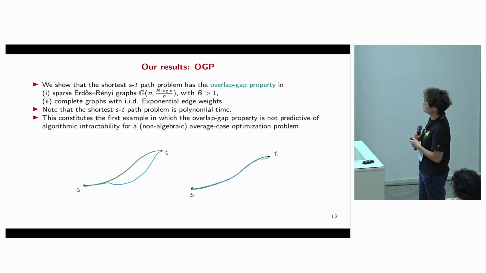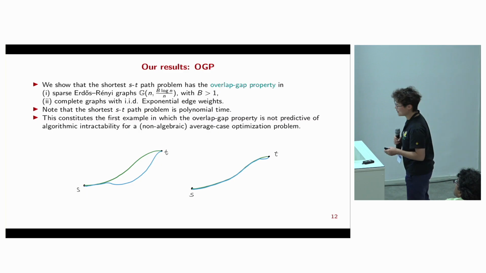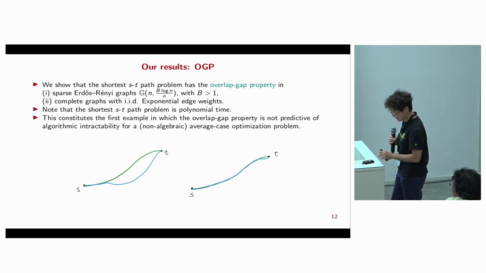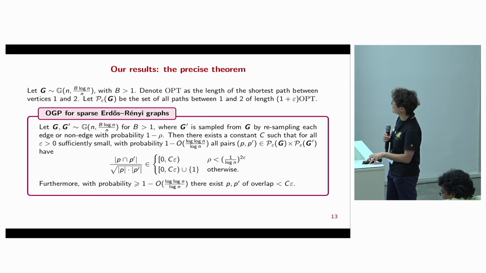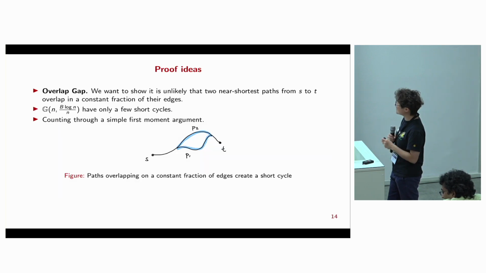Essentially, the OGP says that if you look at the approximate shortest paths between S and T, they either have a little overlap or a lot of overlap, and they can't have intermediate overlaps. I think I only have one minute left, but since our session can go all the way, I'm going to explain a little bit more. Here's a more precise result. I don't want to read the theorem, but essentially the overlap is either very small or completely overlapping. I'm going to explain a little bit of the proof ideas, which is very straightforward.